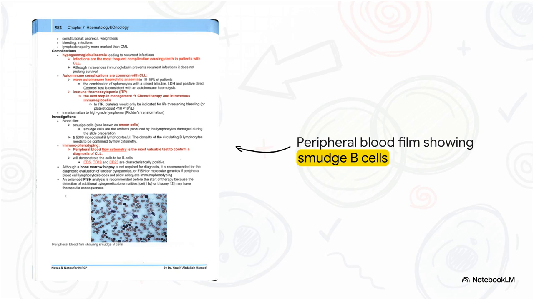And this brilliantly illustrates Step 2. Look closely at this peripheral blood film. Do you see those fragile, disrupted cells scattered around? Those are smudge cells or smear cells. Because these leukemic B cells are so abnormally fragile, they actually get crushed when the lab technician physically spreads the blood across the glass slide. Spotting these artifacts is your classic immediate visual clue that you're dealing with CLL.